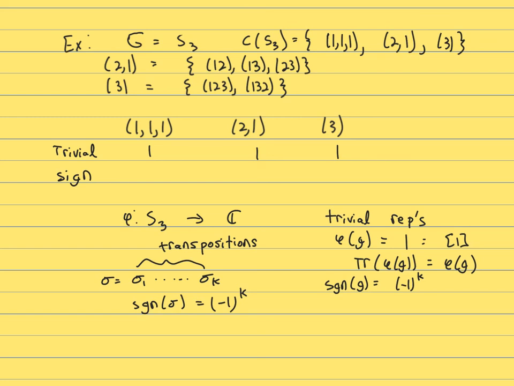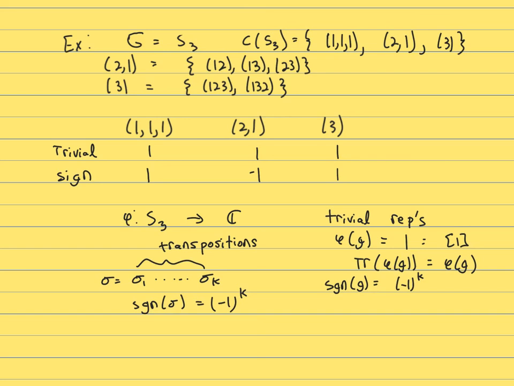And of course, the identity element is a product of 0 transpositions. Any 2 cycle is a product of exactly 1 transposition. And a 3 cycle is always a product of exactly 2 transpositions. So you can see that this is the character table or the character values of the sign representation.